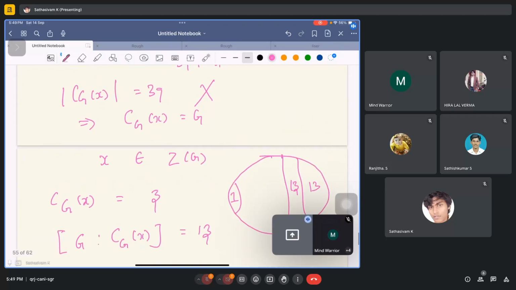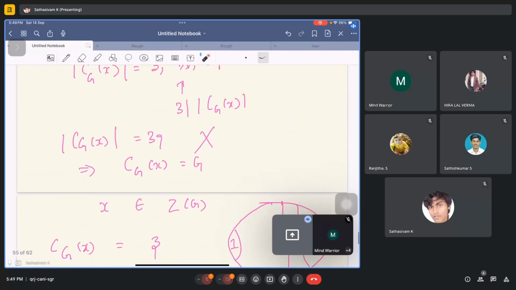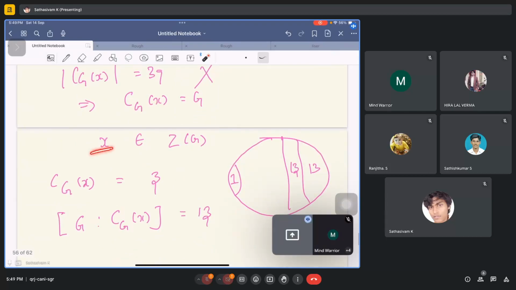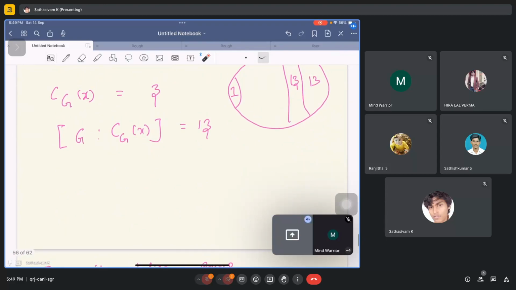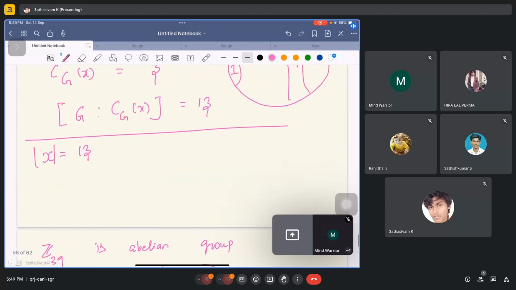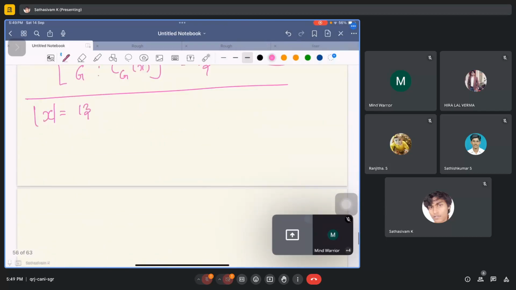Okay, so far we have accounted for the element of order 1, and the element of order 3 we have also taken care of. So what remains is to compute what happens with the element of order 13. So what is the element of order 13 here? Suppose x is an element of order 13, the order of x is 13.